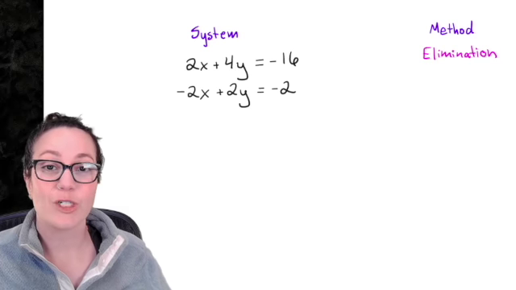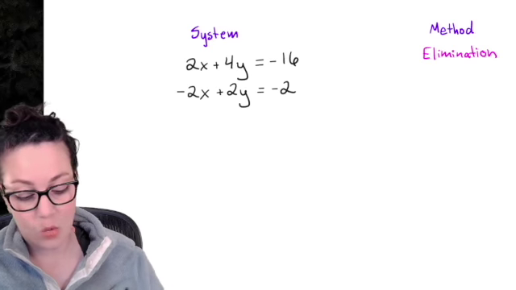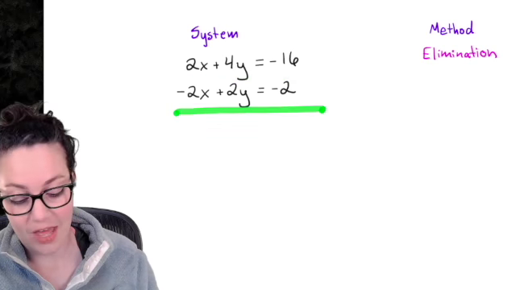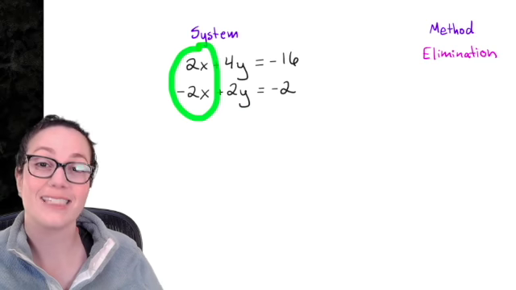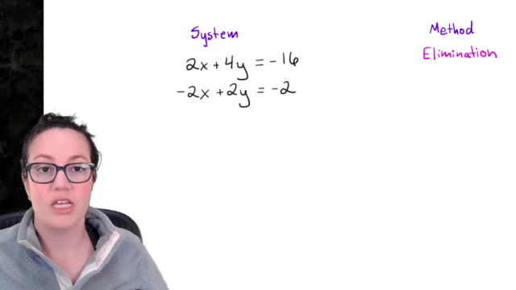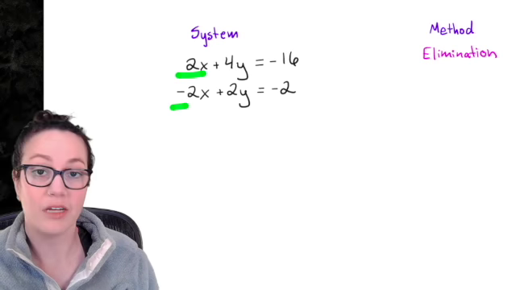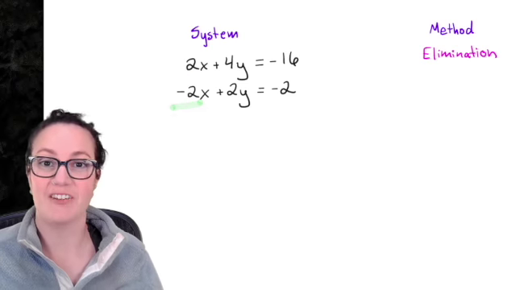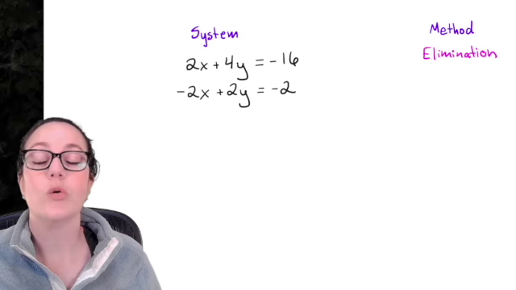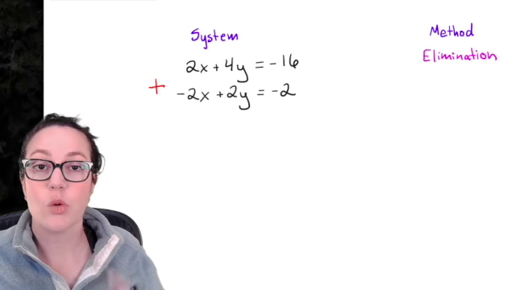But this is actually a system that is prime for elimination because when I look at my equations, I notice that the coefficients on my x's are opposites. So in math, an opposite of a number is what will add to that number to make 0. So the opposite of 2 is negative 2, and the opposite of negative 2 is positive 2. So instead of isolating anything, I am going to add these equations together just as they are. I'm going to write a big plus sign so I remember I'm adding them.